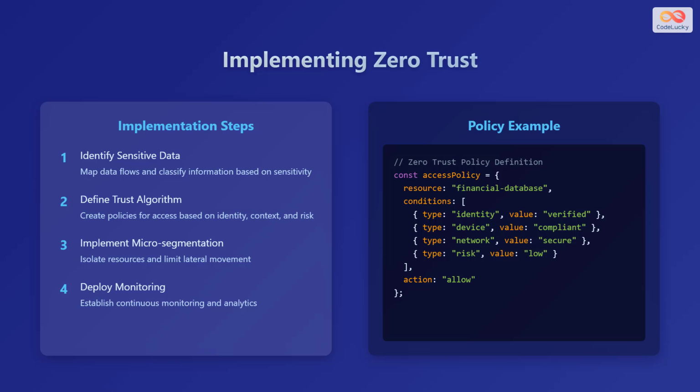Here's a basic example of how a zero trust policy definition would look. The access policy to a resource such as a financial database can be defined with conditions for the user identity to be verified, the device to be compliant, the network to be secure, and the risk to be low. If all of these conditions are met, then access to the database would be allowed.